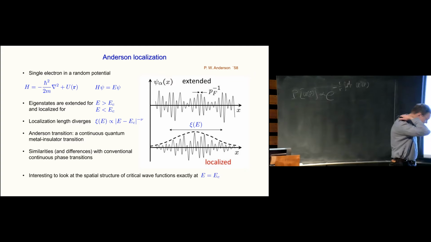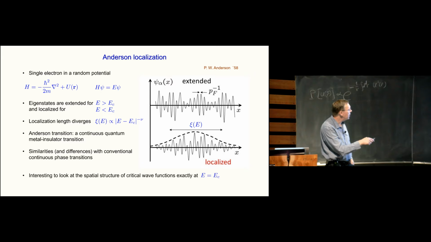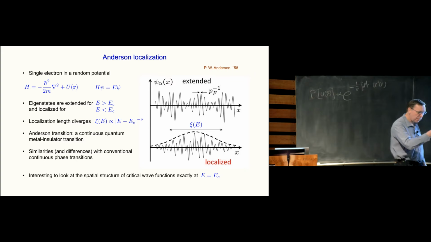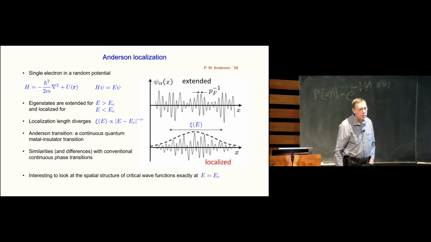So the lore is that in this specific problem, it's a very precisely specified problem. Suppose you have the Laplacian and the Gaussian distributed random potential like that. And the belief is that in three dimensions, there is a critical threshold above which all the states are extended, and below which all the states are localized. Pick several energies that satisfy this. You have infinitely many energies.